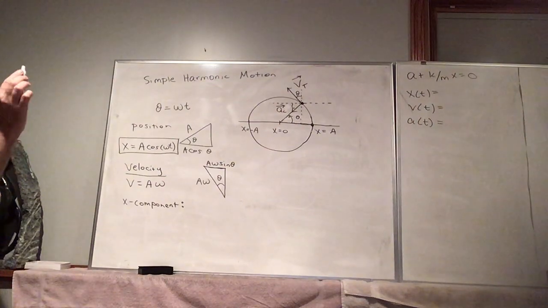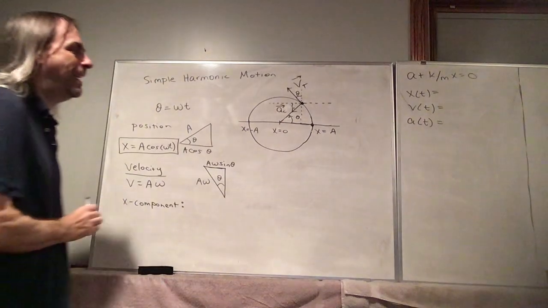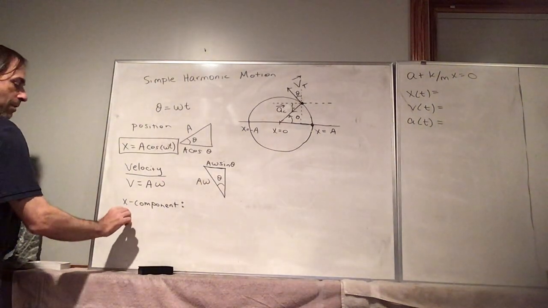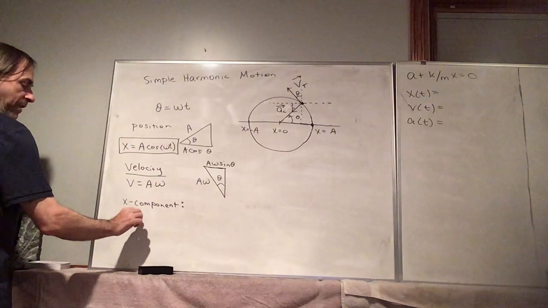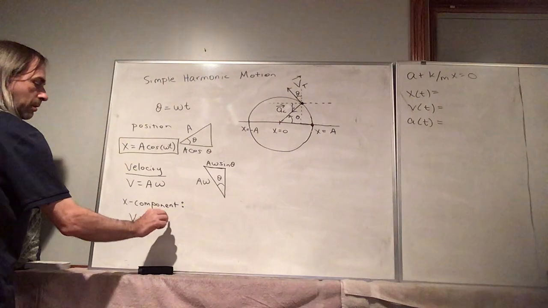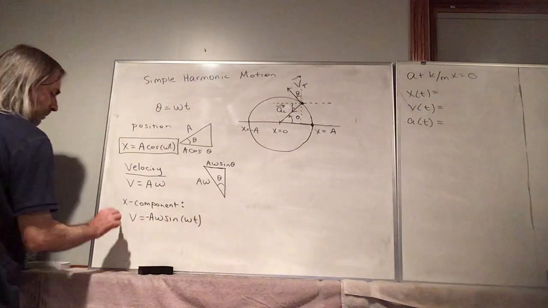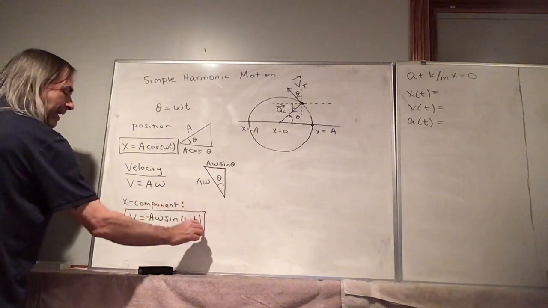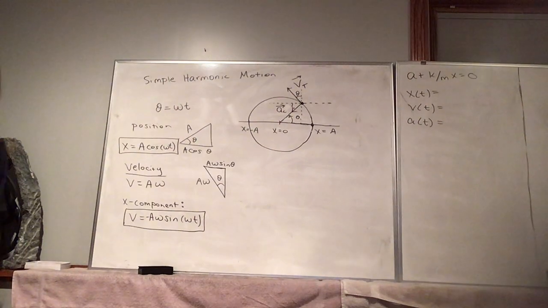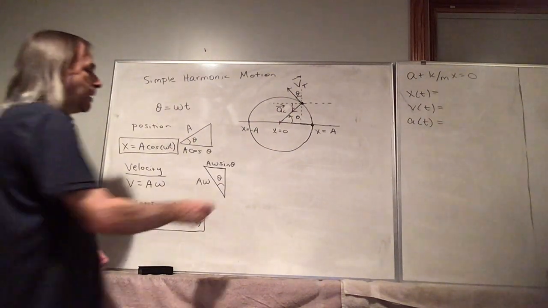Now, the component is in the negative direction. So if we look at the x component, we have v is a omega, or minus a omega, because it's pointing to the left. So we have minus a omega sine omega t. Okay. And finally, let's look at acceleration.